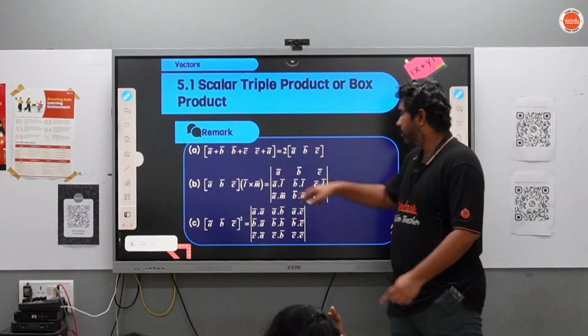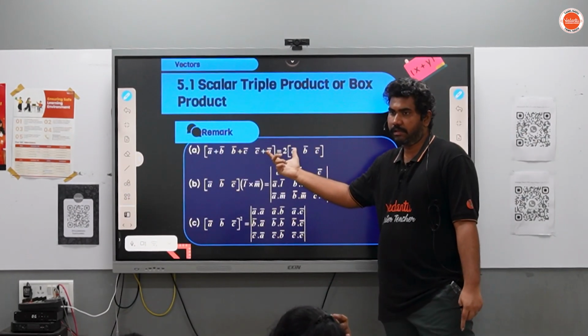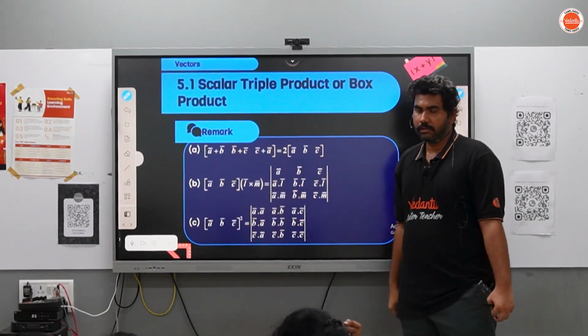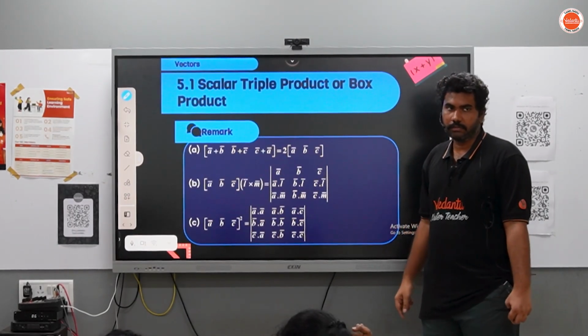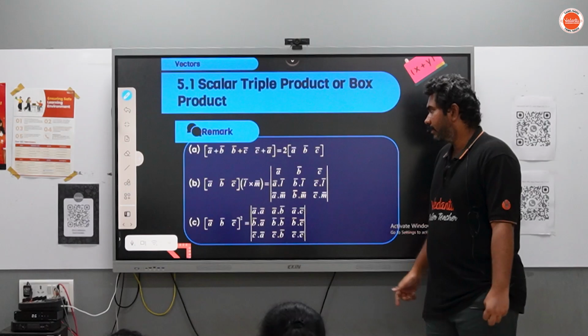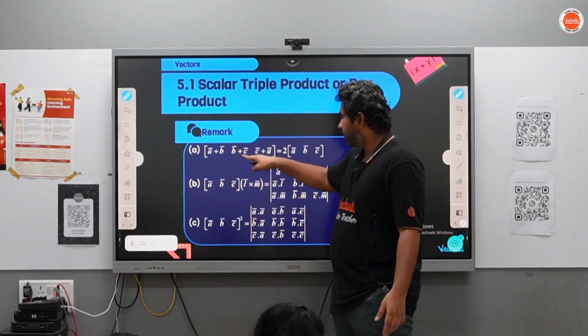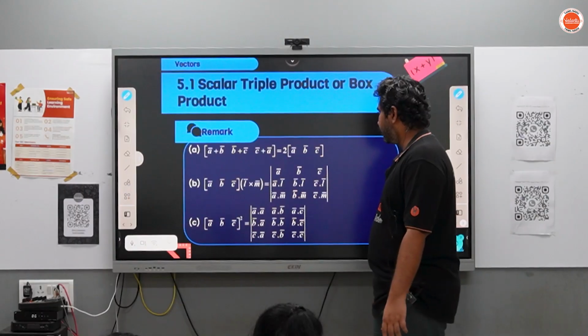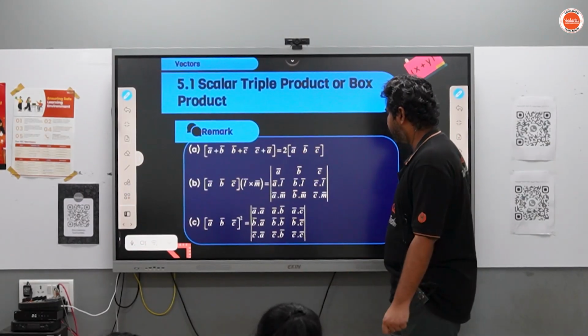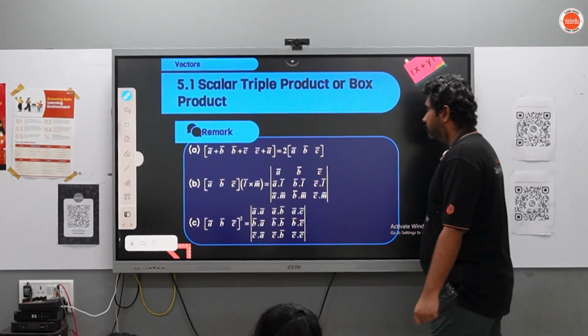This is again from the determinant condition. You might have seen this as a remark in the determinants. Does anyone remember? So whenever this is the case, the box product of A plus B, B plus C, C plus A, you can say is 2 times the box product ABC.